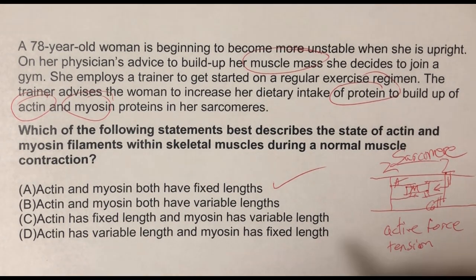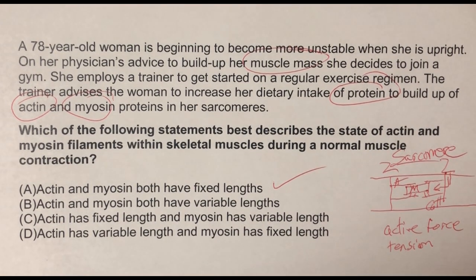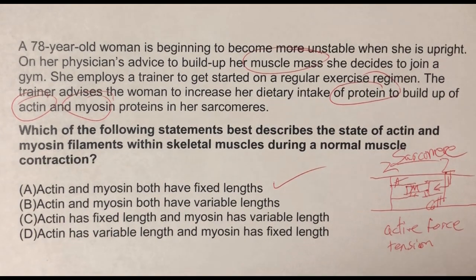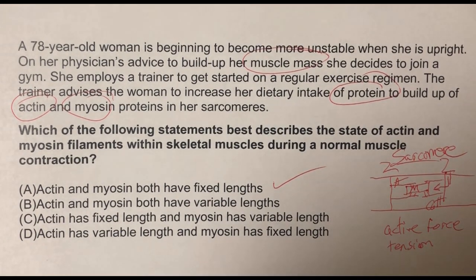Actin and myosin both have variable lengths? No, that can't be. They can't have both fixed lengths and variable lengths. Does actin have a fixed length and myosin have a variable length? No, it looks like they both have fixed lengths. And so we can eliminate B, C, and D as potential choices. A is clearly the only appropriate answer.